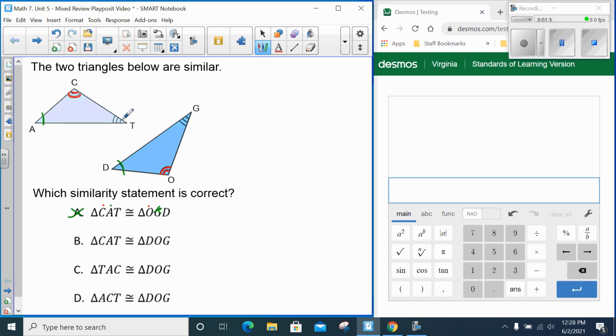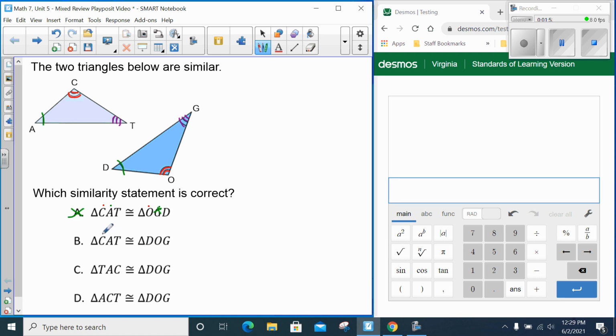So the last two angles that match are going to be angle T and angle G because they each have three angle marks. So you can see 1, 2, 3 here, and 3 here. So now that we've correctly identified each pair of matching angles on our similar figures, let's look at choice B.